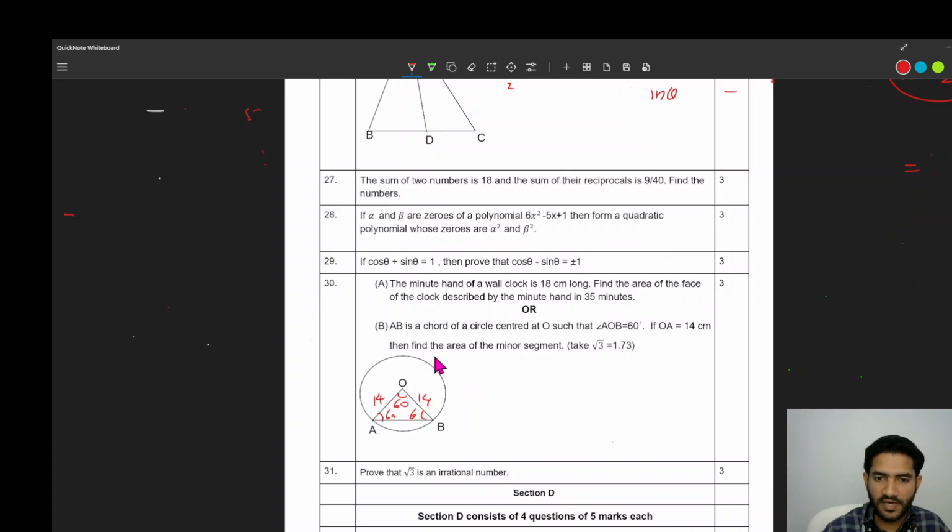What's the question here? Find the area of the minor segment. Find the area of this portion. That's the question. We want to find the area of this portion.